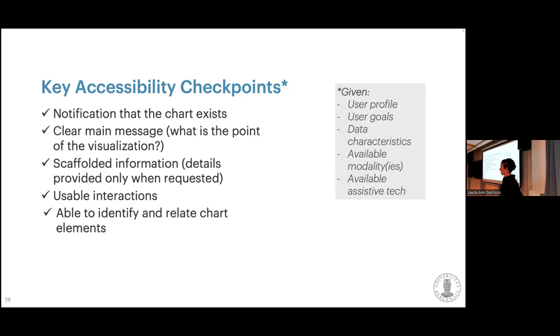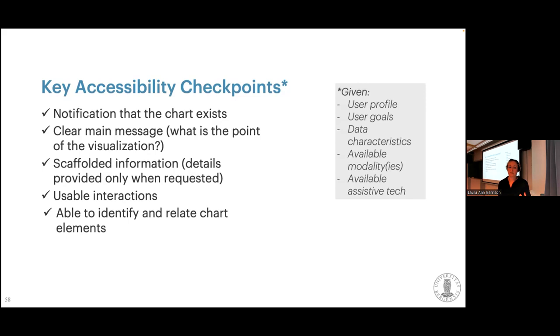Is your information scaffolded in some way? So are you providing a wall of information to the user that will be difficult for them to navigate? Or are you setting it up in a way so that it can have details when the user is asking to learn more of those details? Are the interactions usable? If you have interactions. If you have a static visualization, that's a different discussion. But this is really important, again, with motor disabilities, to think about how people will actually be using the visualization that you've created. And lastly, is the user able to identify and relate chart elements?